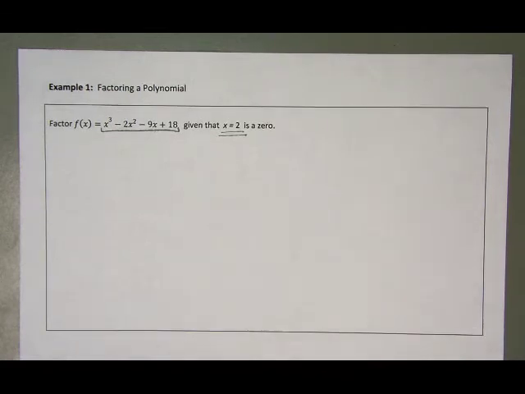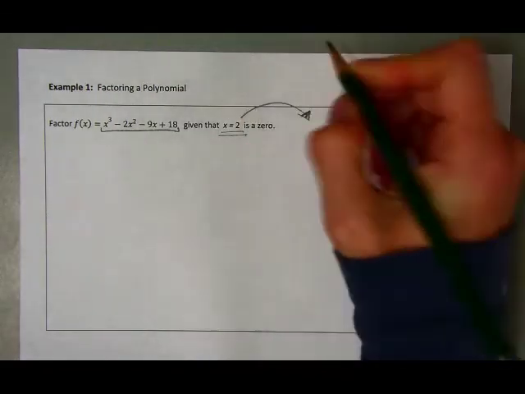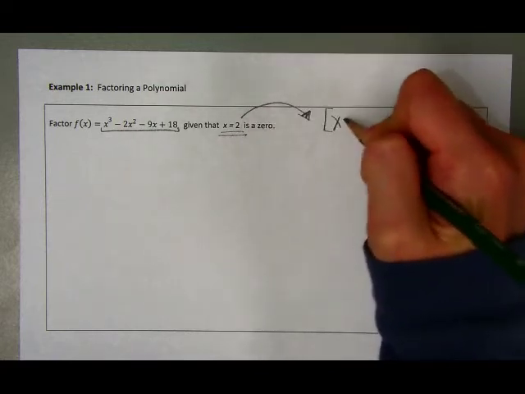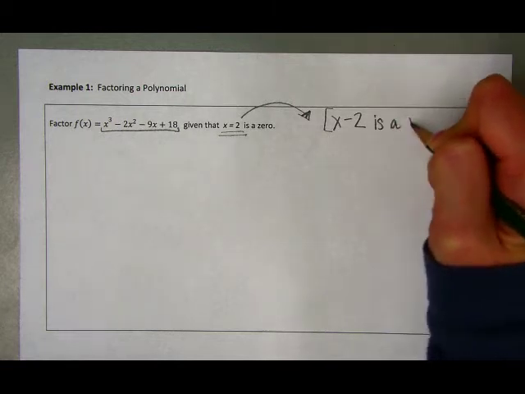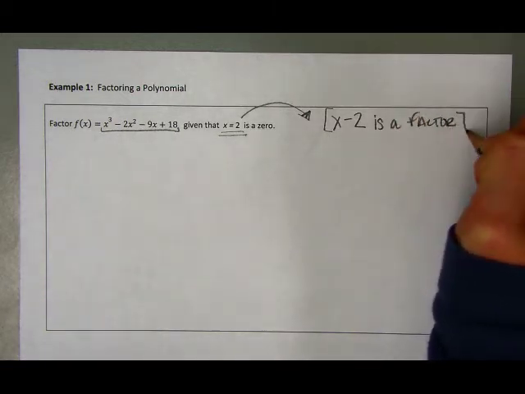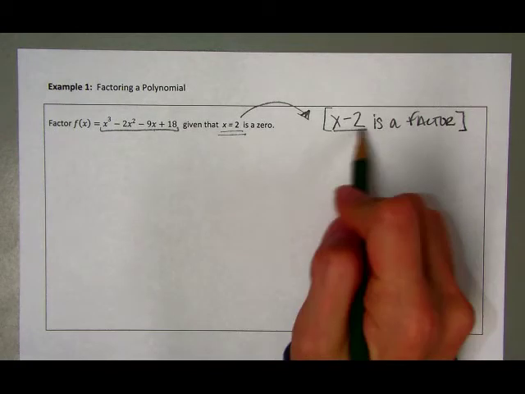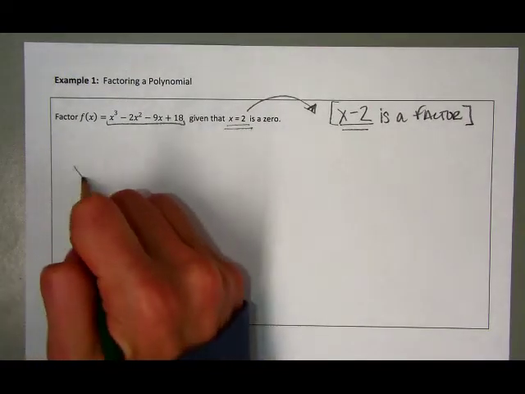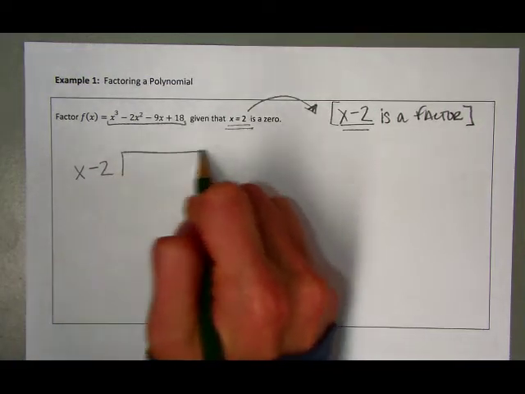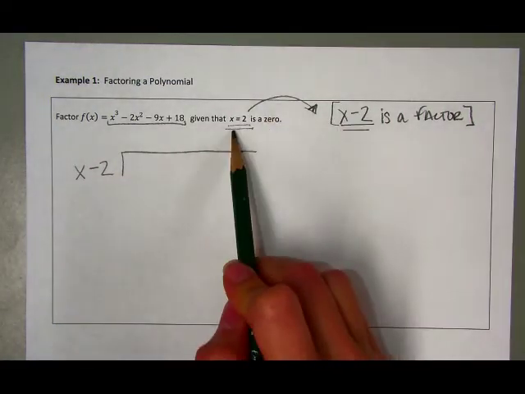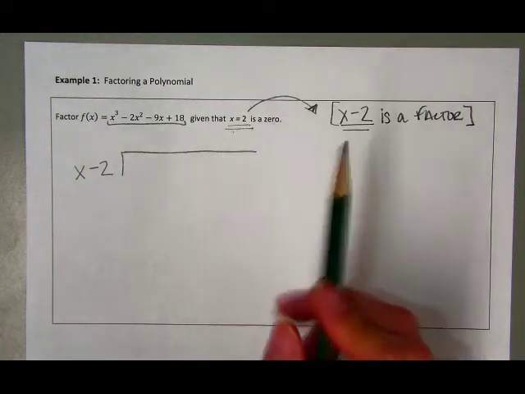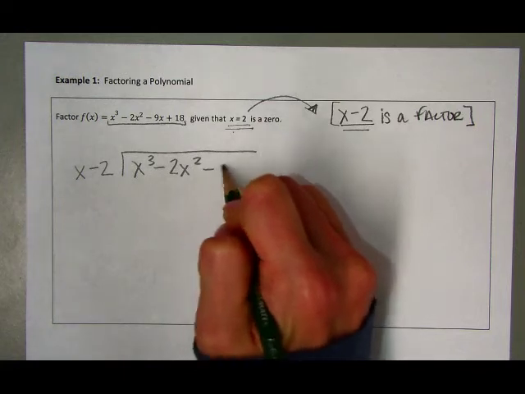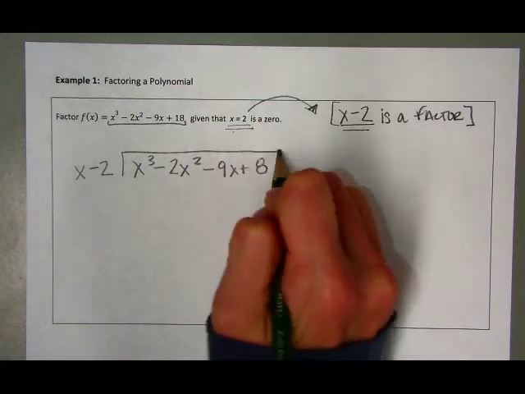The first thing you want to pull out is the fact that your x equals 2 is a 0. So you know x minus 2 is a factor. And if you know x minus 2 is a factor, you would set up your long division with x minus 2 on your outside. Since it's a factor, it's what you had before you got x equals 2 as a 0. And your whole cubic in standard form with all your values represented goes on the inside.